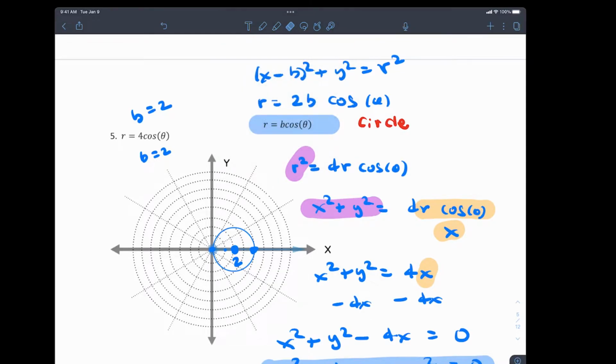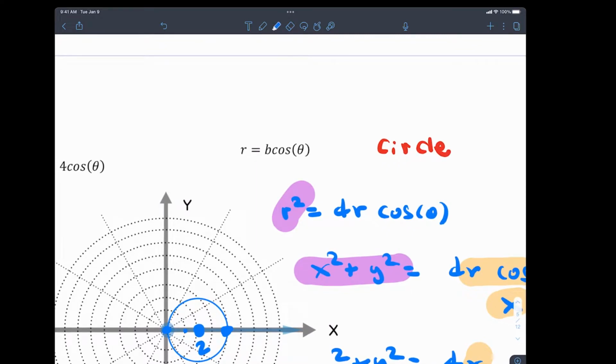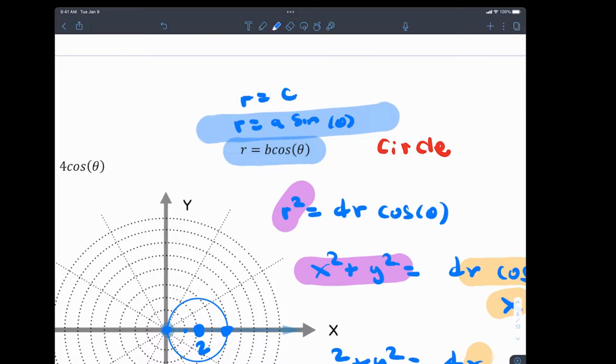Doesn't really matter. If you just complete the square, you don't have to memorize any special forms. You just have to memorize, ladies and gentlemen, the following. So you say, what do I have to know? Well, r is b cosine theta. r is a sine theta. r is a constant. What are all of these equations of? These are all circles.